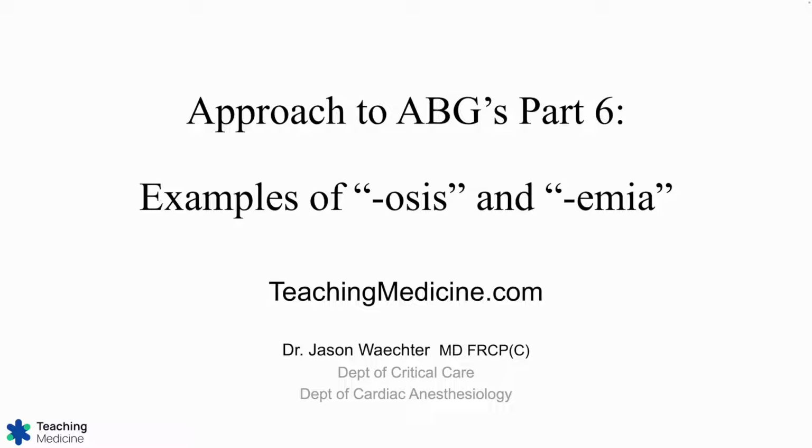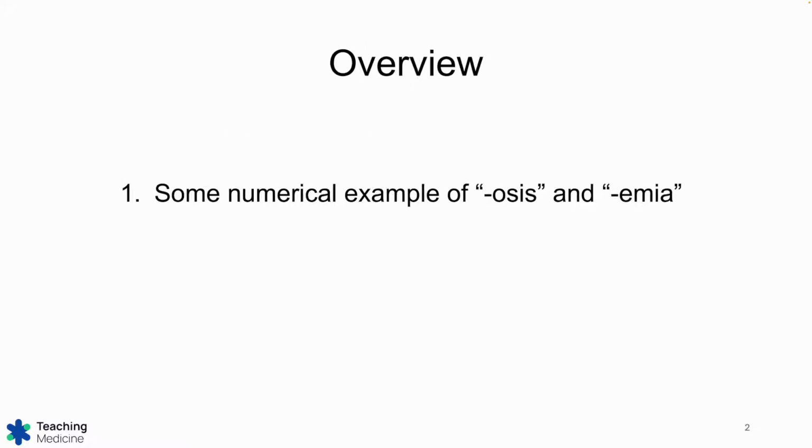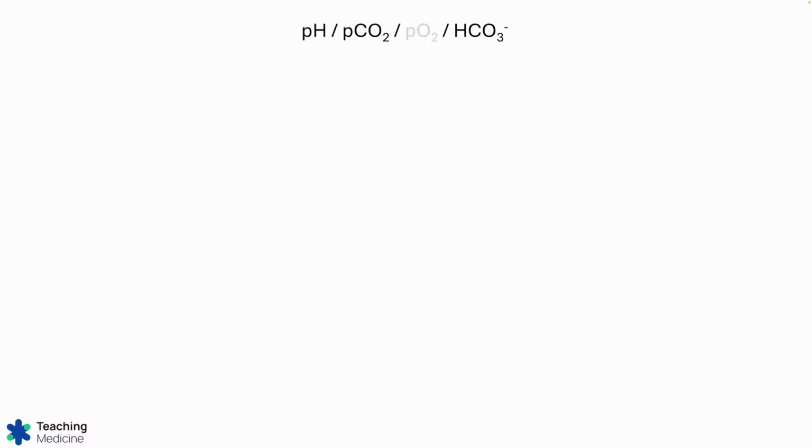Welcome to Approach to ABGs Part 6. Here we're going to give some numerical examples of osis and emia.